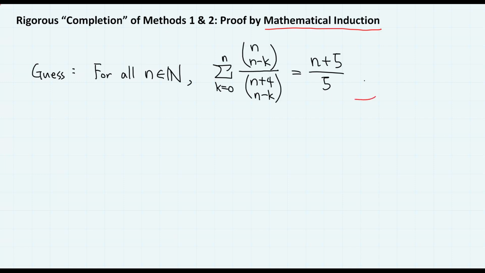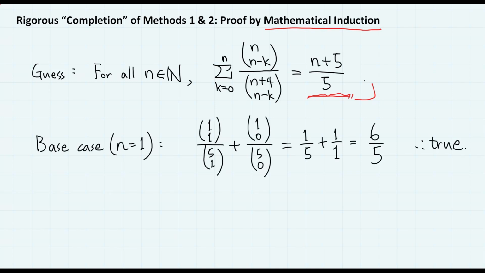guess. So here's our guess, which is that for all natural numbers n, the summation given in the problem gives the result n plus 5 divided by 5. First, we need the base case, that is, when n equals 1. I have already explained that n equals 1 gives this summation, which gives the value 6 over 5. This means that our guess is true for the base case.